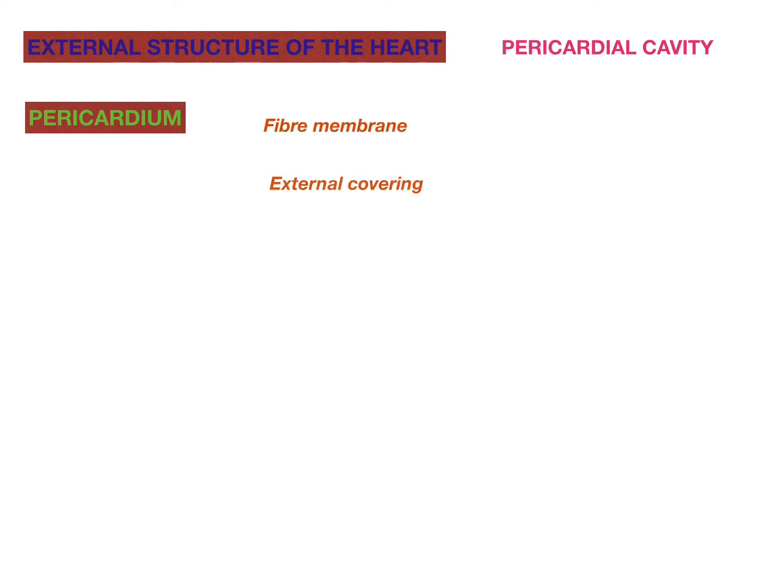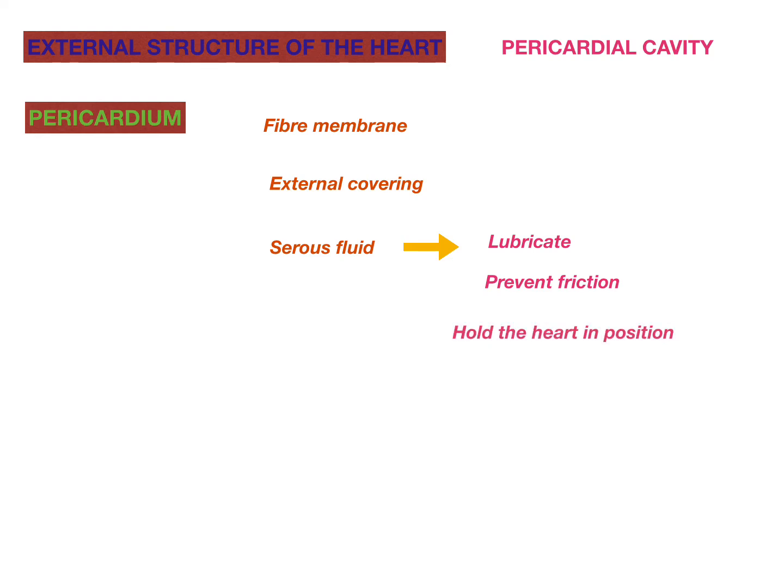External structure of the heart. The heart is situated to the left of the chest and is enclosed in a fluid-filled cavity called the pericardial cavity. The walls and linings of this pericardial cavity are made up of a membrane called the pericardium. The pericardium is a fibrous membrane. It forms the external covering of the heart. It produces a serous fluid which helps in lubrication of the heart, and it also prevents friction between surrounding organs. Apart from these functions, it helps in holding the heart in position.